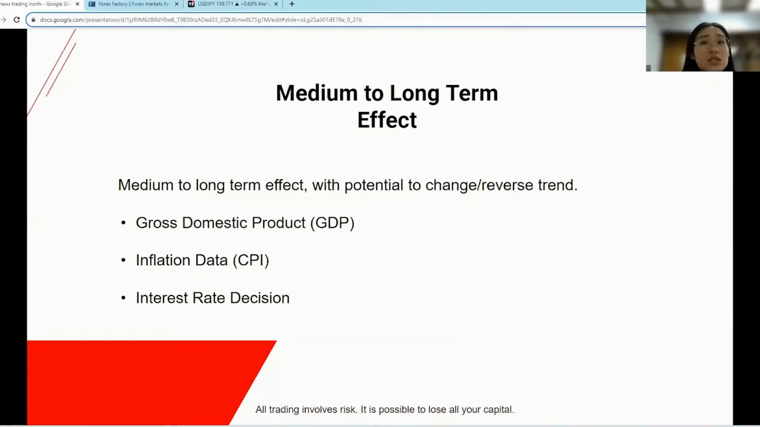The medium to long-term effect events have a potential to change or reverse the trend, and these events include GDP, inflation data, or CPI, as well as any interest rate decisions.